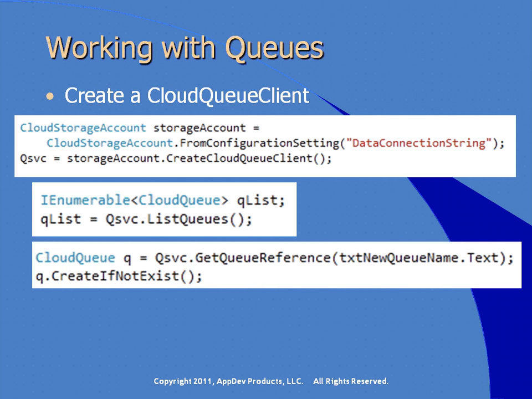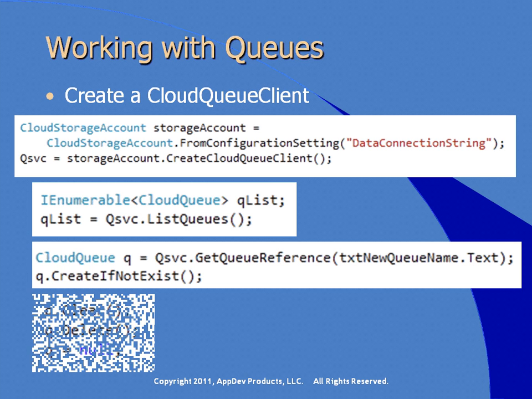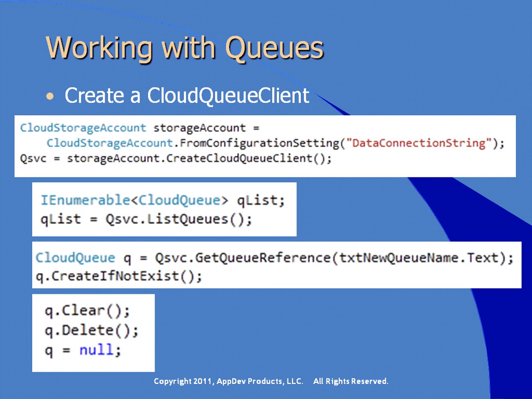As you're enumerating over your queues, you can then initiate an instance of a specific queue by specifying the name, or you can create the queue if it does not exist by calling the createIfNotExist method for that queue. Once you have a reference to a specific queue, you can clear the queue, which deletes all its messages. You can delete the queue, or you can actually set the queue to null, which means you're actually working with no queue at all.